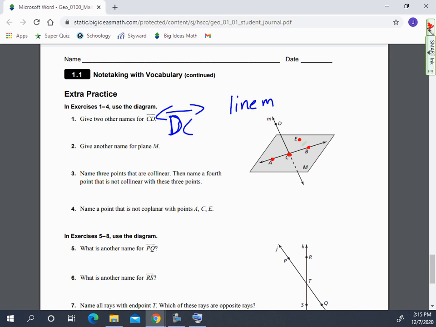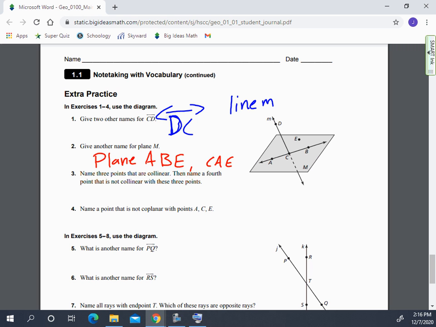So we can say plane ABE. We can say plane CAE. Plenty of names. Okay? There's four points. We have to name three of them. Name three points that are collinear. Three points on the same line. Then name a fourth point that is not collinear with these three points.